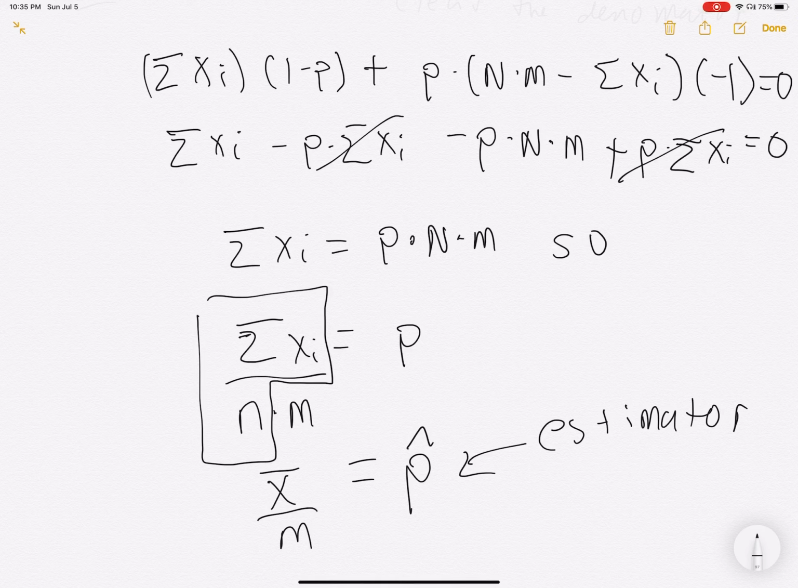Okay, and that is the method of moments and the method of the maximum likelihood estimator.